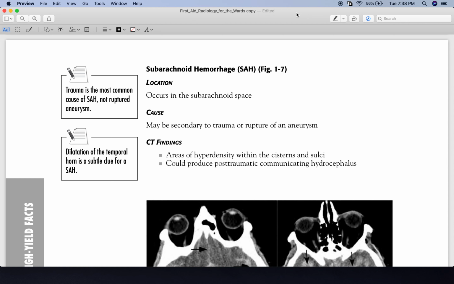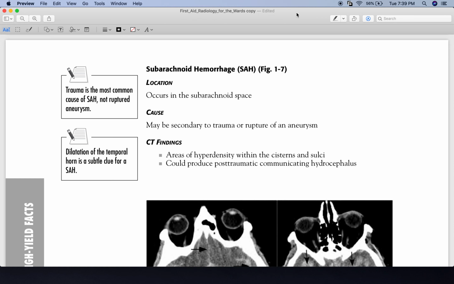Today we are going to talk about the subarachnoid hemorrhage. So let's get started. First, where is the subarachnoid hemorrhage located? It is of course located in the subarachnoid space, obviously. What are the causes? It may be secondary to trauma or rupture of an aneurysm.